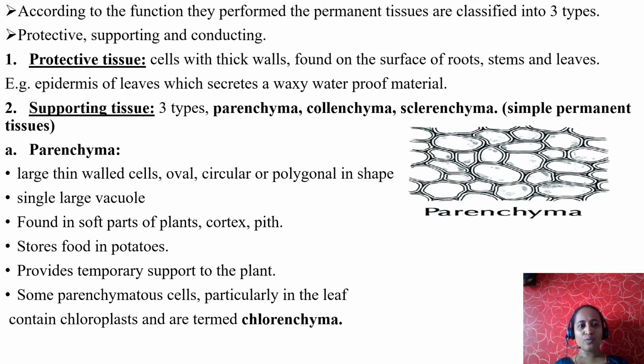What are soft parts? For example, soft stem and leaf base. It also stores food in potatoes. In the case of potato, this parenchyma tissue stores food, that is, it stores starch. It provides temporary support to the plant, only temporarily. Some parenchymatous cells, particularly in leaves, contain chloroplast and are termed chlorenchyma. If the parenchyma cells are present in a leaf, definitely they possess chlorophyll pigment or chloroplast, so you can call this parenchyma chlorenchyma, because it possesses chloroplast.